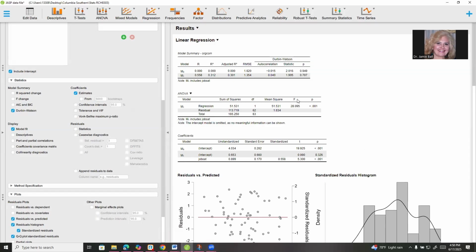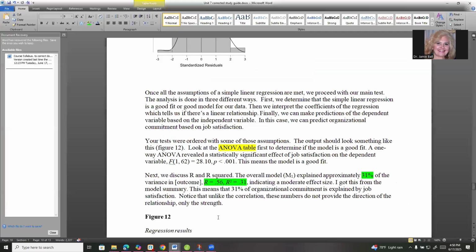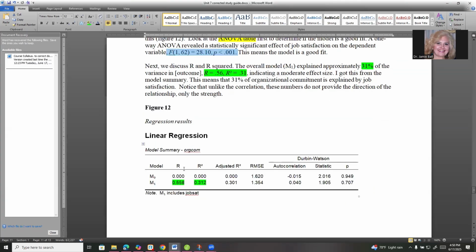Okay, and you can see I get an F statistic like I do for any ANOVA, and I get a p-value. And this M1 means that job satisfaction is included as a predictor in my model. All right, so we have a significance. P is less than 0.05. This means that according to the ANOVA table, the simple linear regression was a good fit for our model.